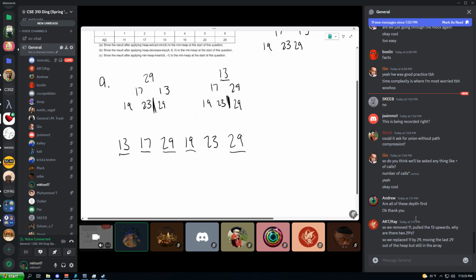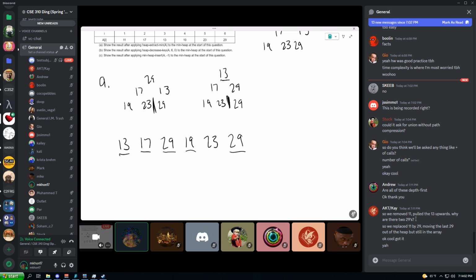The idea is, you get the 11, then you override it with a 29, then you max heapify the 29 until the heap is good. Once you've done that, you subtract the heap size by 1. This 29 never gets deleted from the actual array, even if it's removed from the heap, so you have to report it. Hence why there is a 29 at the end. So does that make sense? Okay, cool.